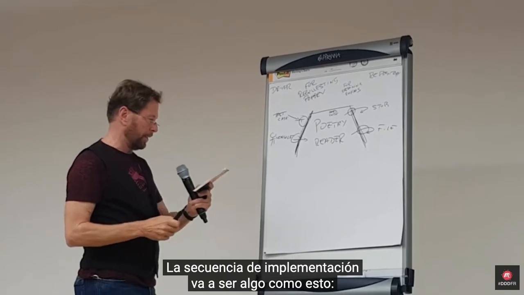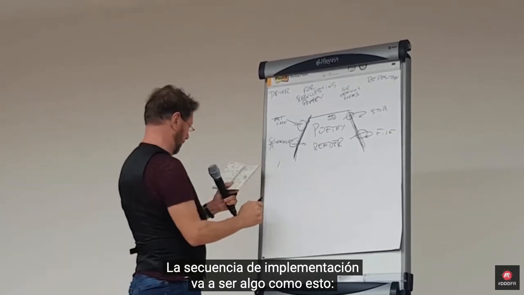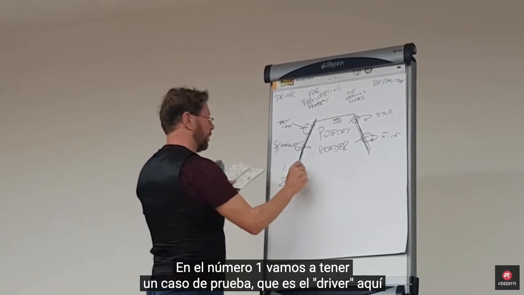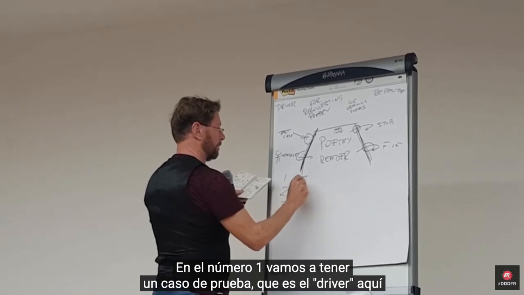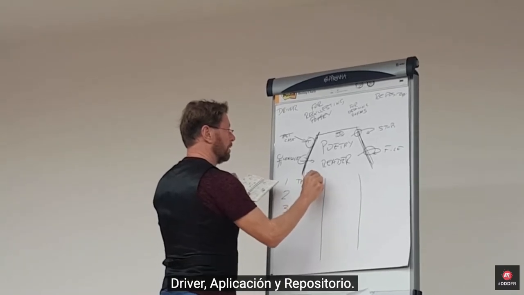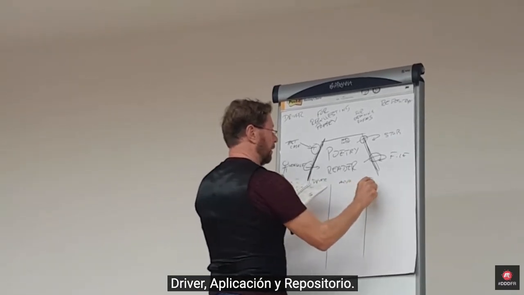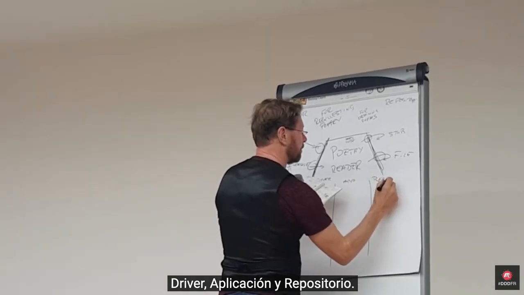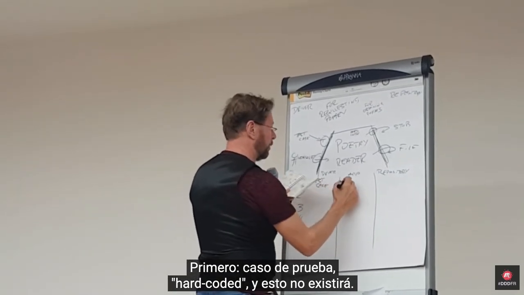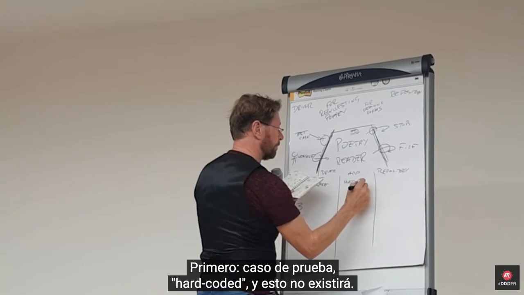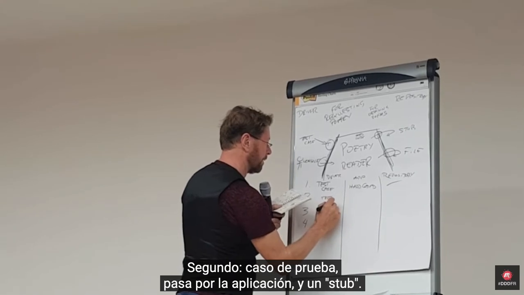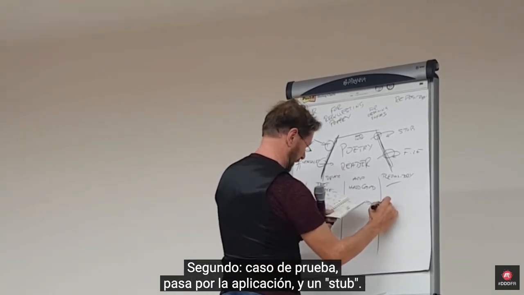And the sequence of implementation is going to be like this. If I've got it right, I'll just do this. So number one, we're going to have a test case. That's the driver here. Driver. Repository. First one will be test case. That will be a hard-coded something. And that won't exist. The second one will be the test case. That will be a pass-through, and that will give an answer. He'll put a stub there.